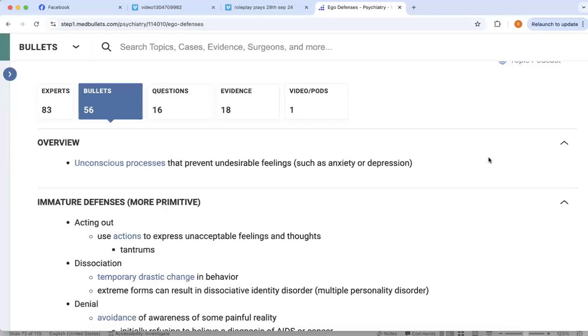Example of reaction formation. It's like changing a person's unwanted thing to something exactly opposite. Like a patient who was a thief, who used to steal from people, suddenly started to preach. So suddenly became a priest or a religious leader. Okay, so that means he just changed himself to the exact opposite.